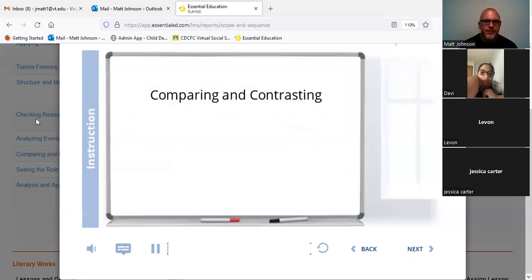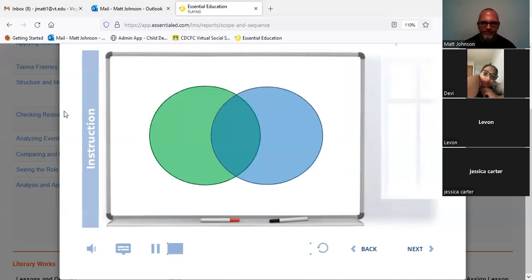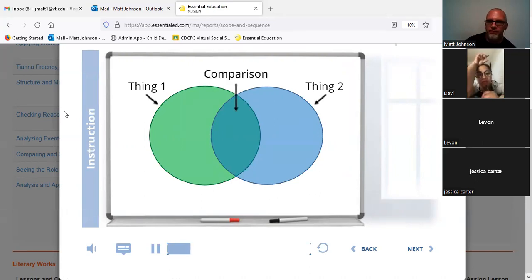All right, here we go. Now you've learned to question accounts, you're ready to start comparing them. Comparing and contrasting means seeing how two things are the same or different. Whenever I compare two things, I prefer to use a Venn diagram. Are you familiar with Venn diagrams? Yes, we are. Here, I'll review how they work. A Venn diagram is two overlapping circles. Each circle represents one thing that you're comparing. Where the circles overlap is the comparison. Where the circles do not overlap is the contrast.